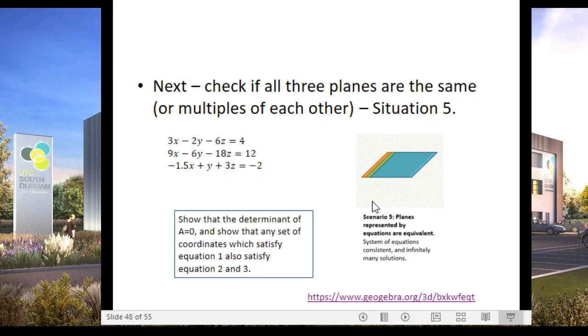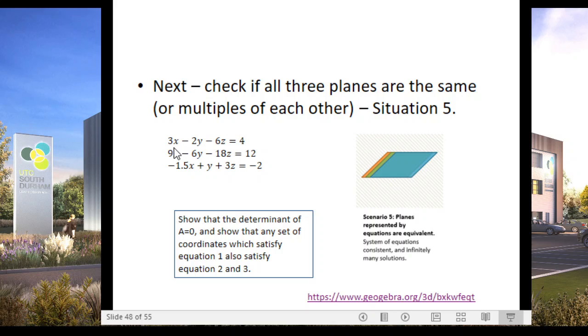If we found the determinant is equal to 0, we have to check if all three planes are the same or multiples of each other. That puts us in situation 5. Let's have a look at what that looks like in equations, then in GeoGebra, then I'm going to have a little summary box that tells us what to do.